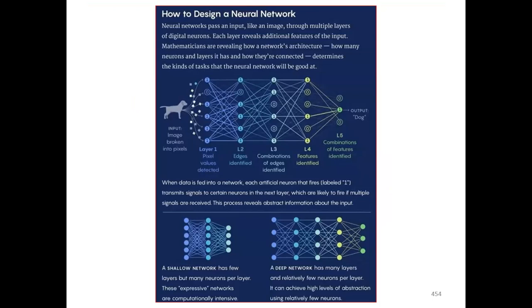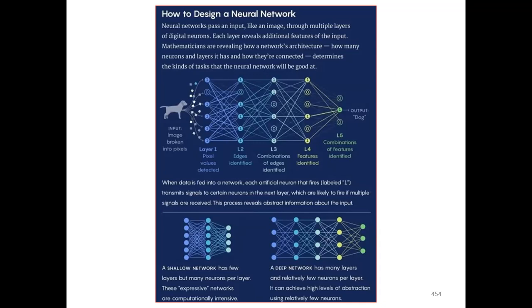Each layer reveals additional features of the input, like mathematicians revealing how a network's architecture, how many neurons and layers it has and how they are connected. It determines the kinds of tasks that the neural network will be good at. See here, I'm taking a dog as input.